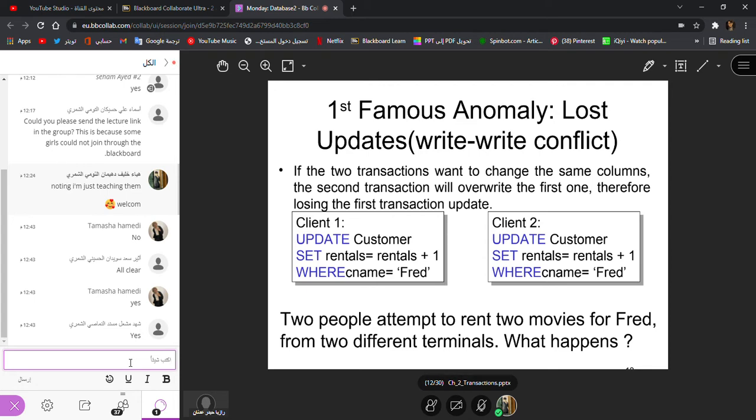Or it happens that one transaction updates a data element, and then another transaction writes on the same data element, and the first transaction loses its update. That's why we call it lost update.